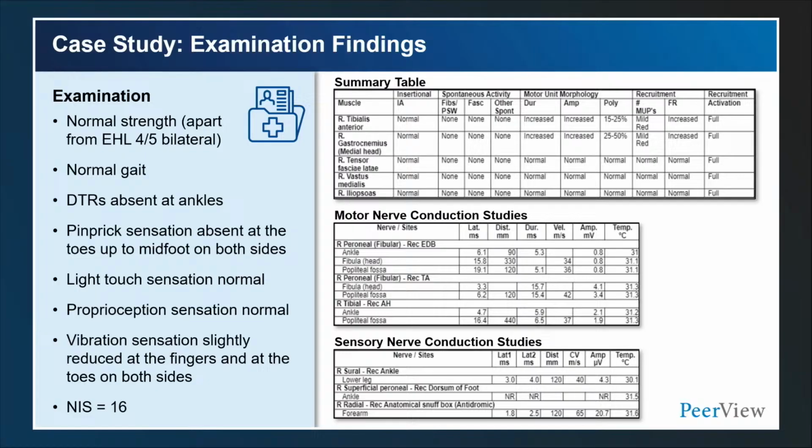So on his neurological examination, he has some weakness in his toes. His gait was normal, but his reflexes were absent at the ankles. And then there was evidence of neuropathy. And when you do the nerve conduction study, it does confirm that he has an axonal length-dependent peripheral neuropathy, as you can see on this table here.